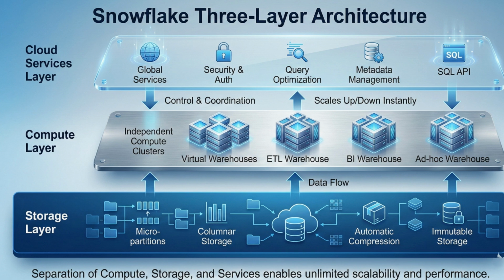At the bottom, we have the storage layer. This is where the actual data is stored. Snowflake stores data in optimized, compressed, columnar format using micropartitions. The storage is immutable, automatically compressed, and fully managed by Snowflake. The key advantage of this architecture is the complete separation of compute, storage, and services. Because of this separation, Snowflake delivers high performance, unlimited scalability, and simple management. In the next slide, we'll take a deeper look at how the storage layer works in detail.